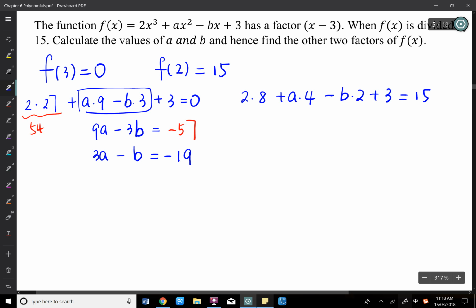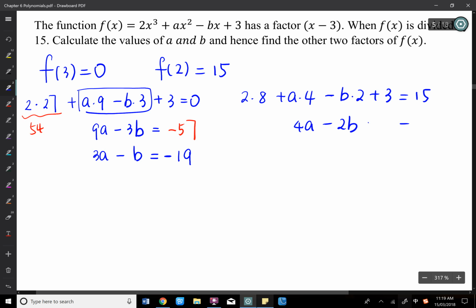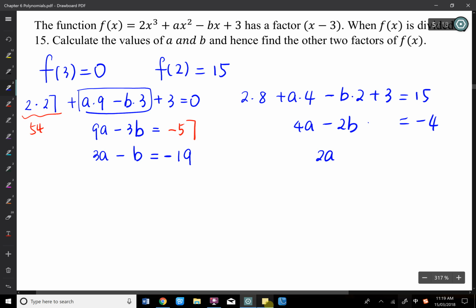And we have to look at the other side. That's 16 plus 4a minus 2b plus 3 equals 15. So that's plus 19, since 16 plus 3 is 19. So 4a, and if I move that 19 to the other side, that gives me minus 4. So divide by 2: 2a minus b equals minus 2.